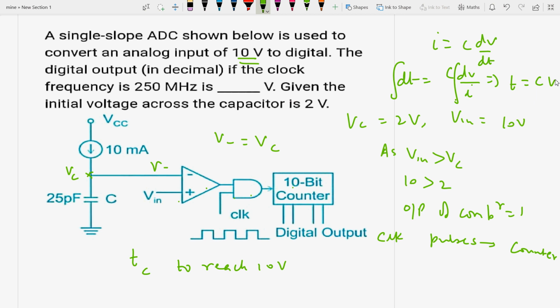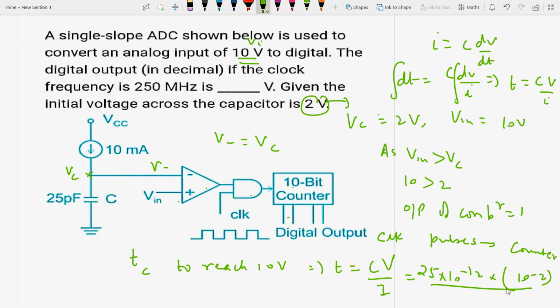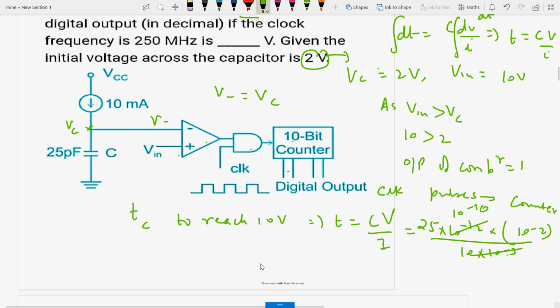Here, as you can see, it is given that VC is 2 volt and this is your V input. So here voltage will be V input minus VC, that means 10 minus 2. And current is given as 10 milliampere, so it is 10 into 10 to the power minus 3. So 10 to the power minus 12 over 10 to the power minus 2 gives 10 to the power minus 10. So it comes out to be 25 into 10 to the power minus 10 into 8, which is 200, so around 20 nanoseconds, right?